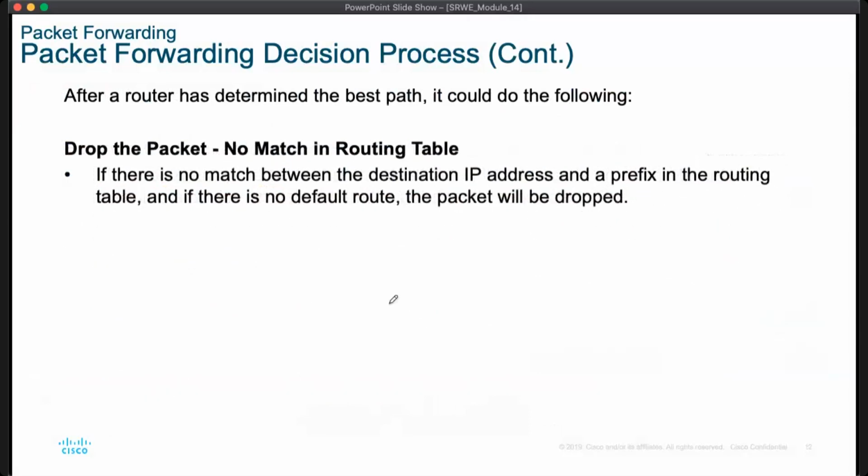After a router has determined the best path, it could also drop the packet. No match in the routing table. If there is no match between the destination IP address and a prefix in the routing table, and if there is no default route, the packet will be dropped.